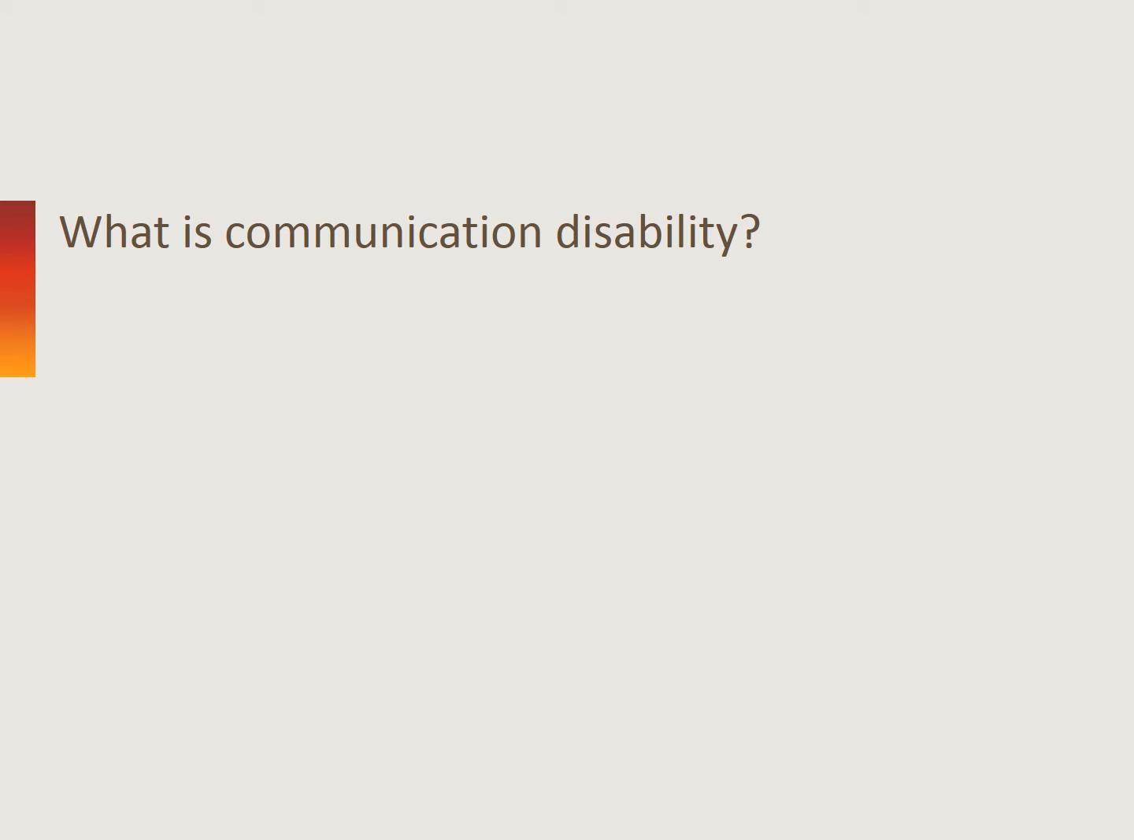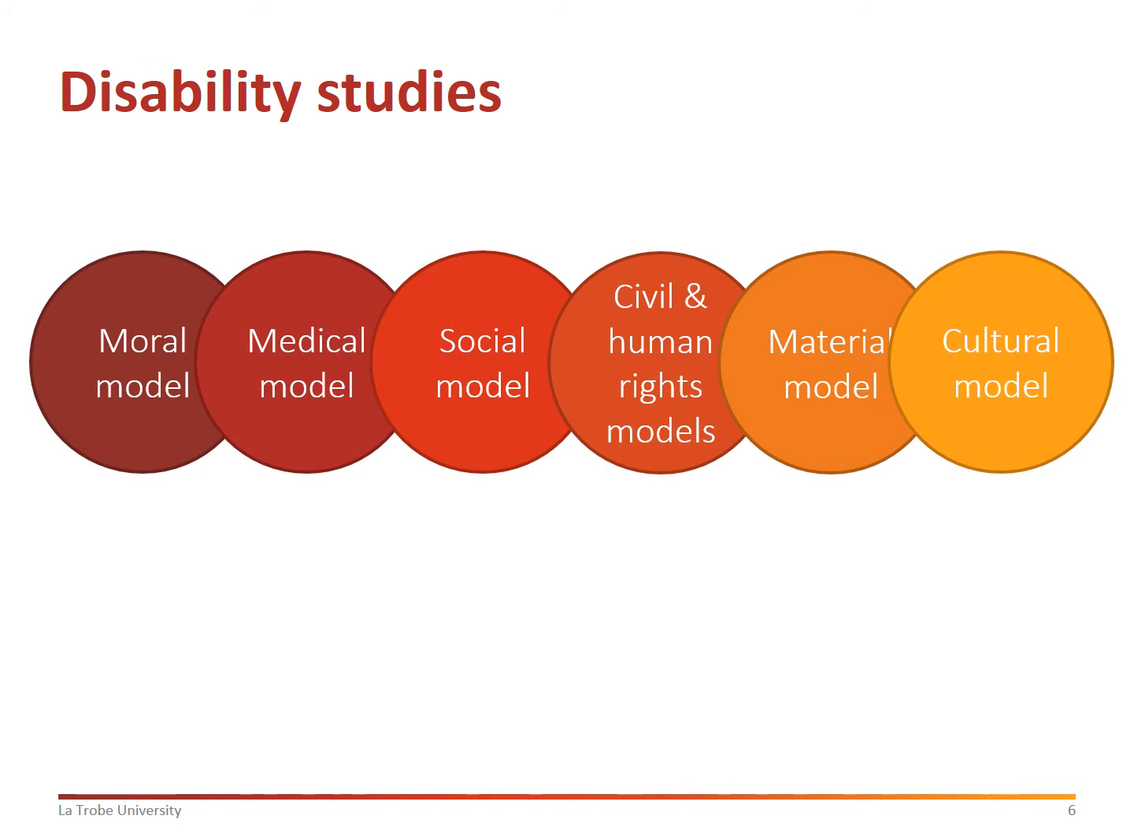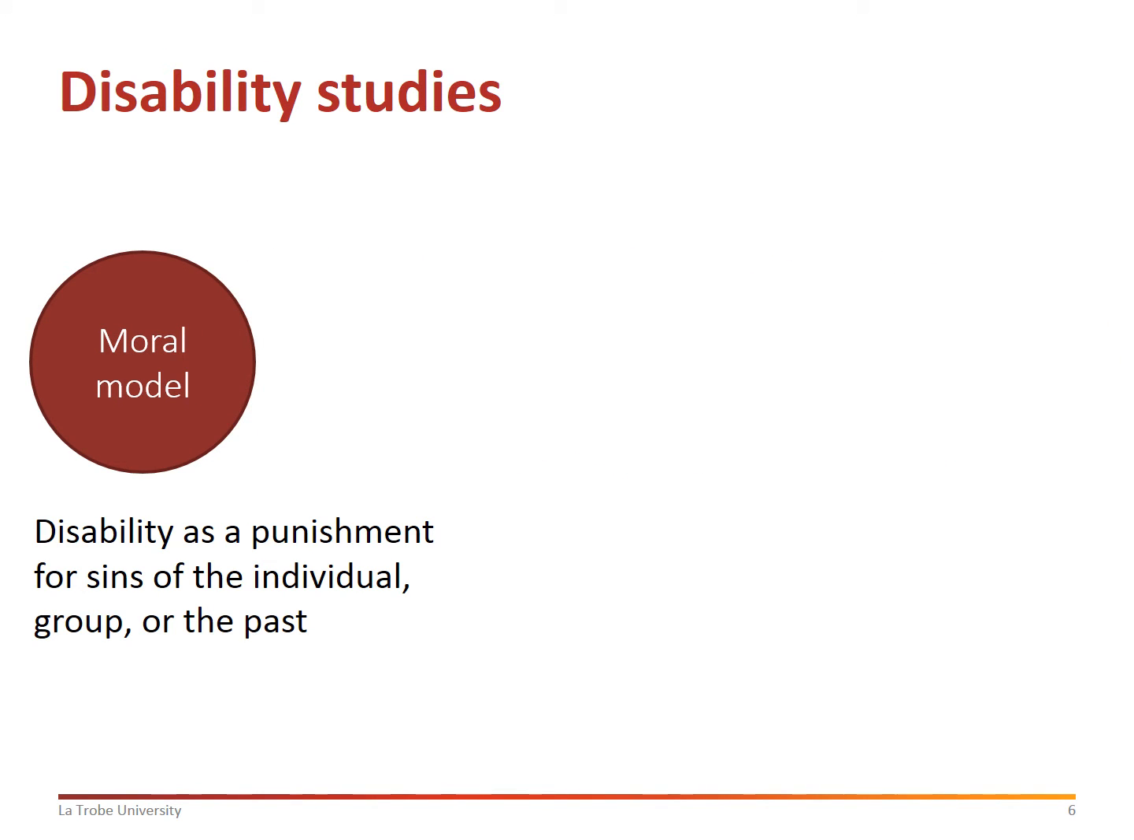Very briefly, we will now consider the various models of the way cultures have and do understand disability. Firstly, the moral model. Within this model, disability is seen as a punishment for individual, group, or past sins. In this model, people with disabilities have been considered outsiders as a result of not only their disability, but also as a result of the perceived causes of their disability. An example of this model might be a community who believes that a child born with a hearing impairment was born this way as a result of the sins committed by her mother, such as adultery.